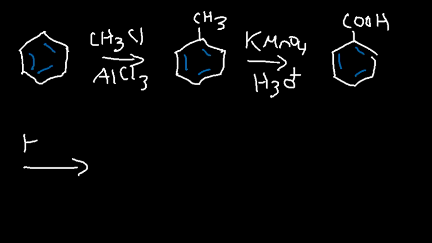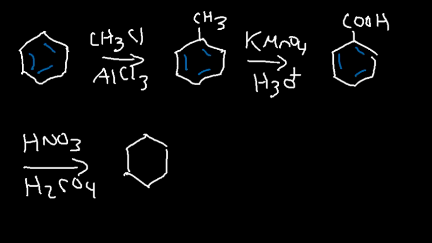And then once we add nitric acid and sulfuric acid, the carboxylic acid is going to direct the NO2 group to go to the meta position. So we actually get the same answer. That is meta-nitrobenzoic acid.